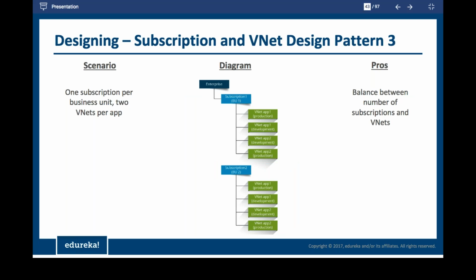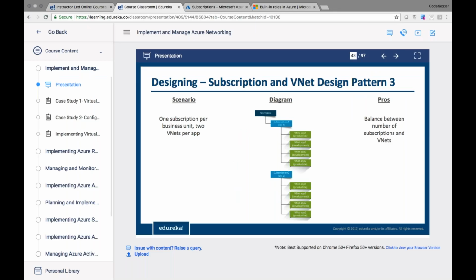The next design comes up for one subscription per business unit and two VNets per app. So here it depends on the client. To balance the subscriptions or the VNets, you will be using this. This depends on the client. Service-based companies like Wipro, Infosys, all these guys will be using such an architecture where you will be having one subscription, and you can do the splits into the business unit, like I have done it here.